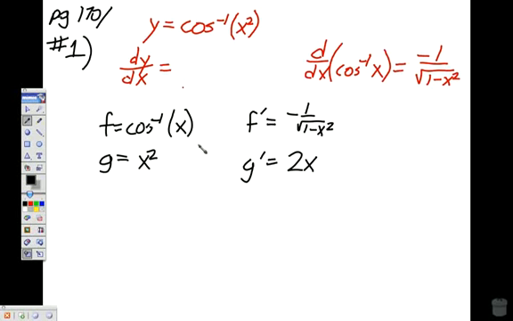Alright, so we want f prime of g times g prime. F prime, -1 over the square root of 1 minus, and where the x is, we replace it with g. So that's x squared, and then this squared. Times 2x.